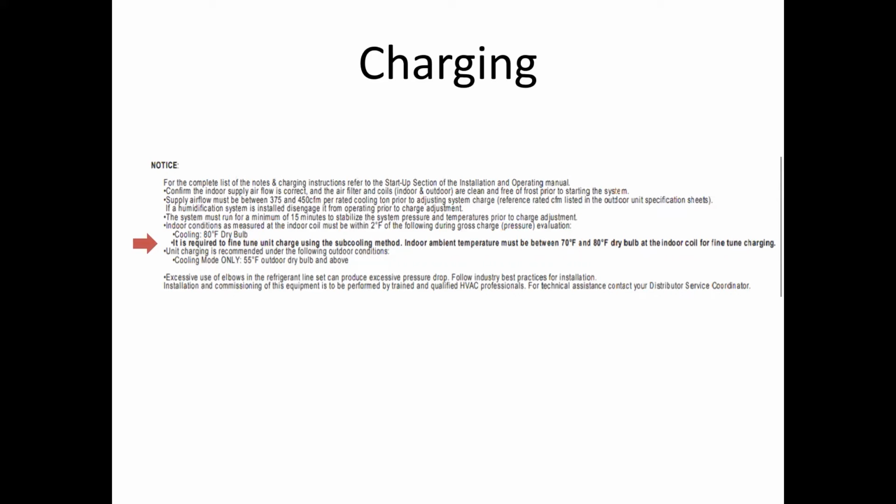So that charging chart at 95-degree outdoor temp, let's say, is built based on having an indoor temperature between 70 and 80 degrees dry bulb. If it's 90 degrees indoor, you can't really fine tune your charge. You're going to have to let the system run, pull the temp down inside, and then come back and fine tune your charge. If you try to fine tune your charge with your indoor temp that high, you're going to overcharge the unit.